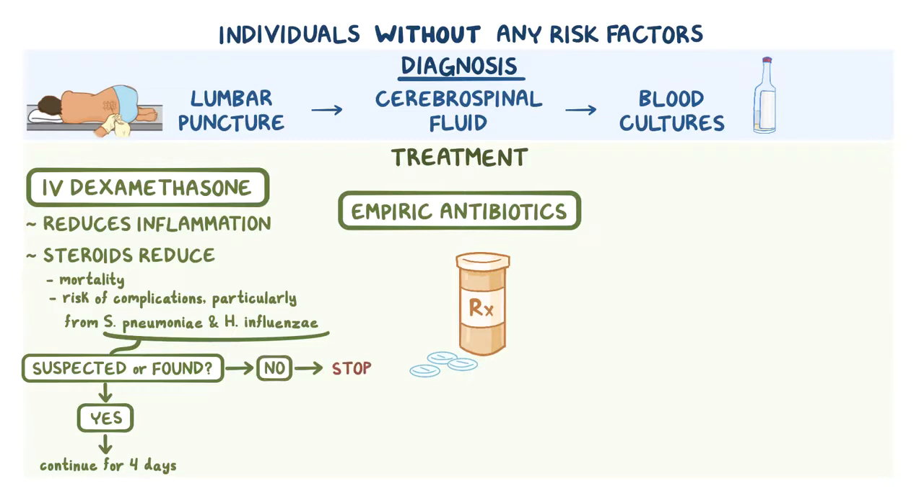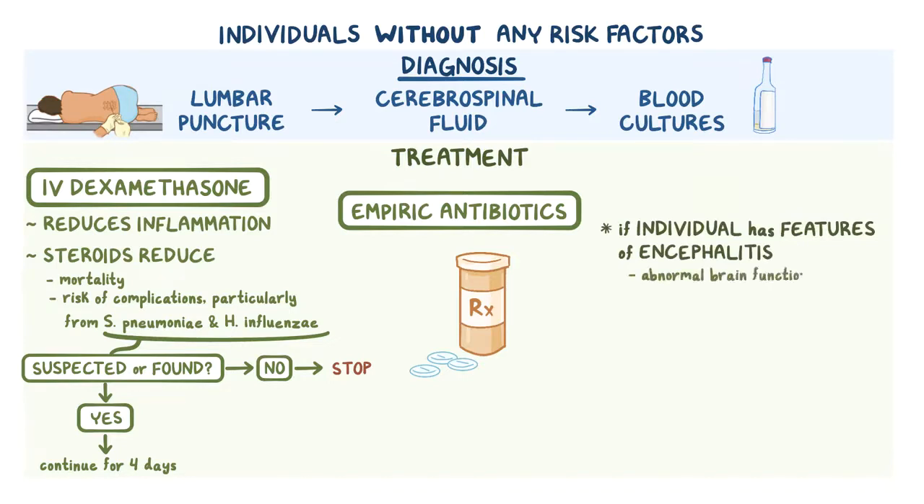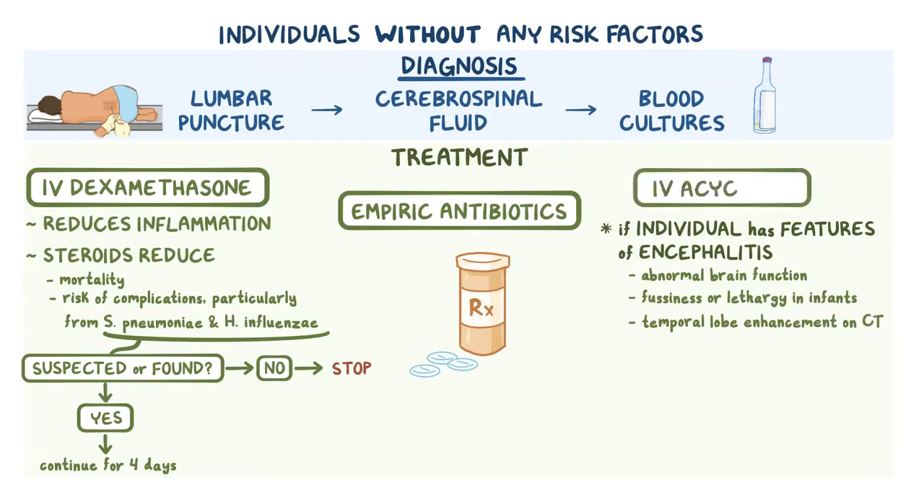In addition to empiric antibiotics, if the individual has features of encephalitis, such as the presence of abnormal brain function in an adult, or fussiness or lethargy in an infant, or temporal lobe enhancement on CT scan, then empiric intravenous acyclovir should be added because it's crucial to not delay treatment if herpes simplex encephalitis is a possibility.